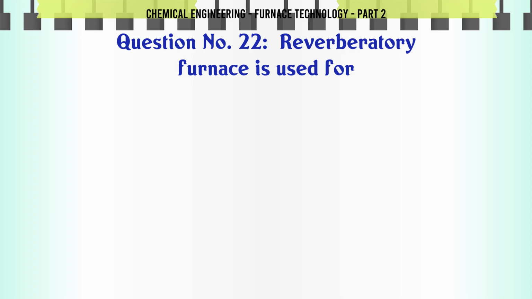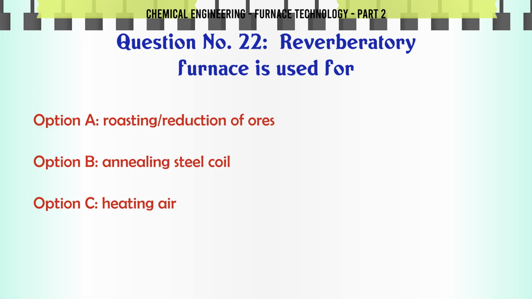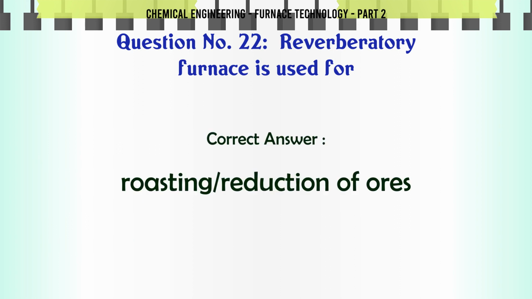Reverberatory furnace is used for A. Roasting reduction of ores. B. Annealing steel coil. C. Heating air. D. Steel melting. The correct answer is roasting reduction of ores.